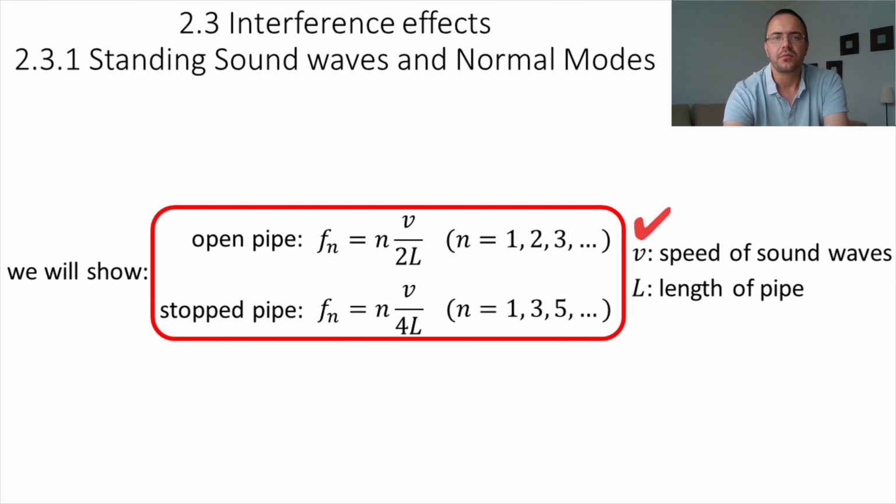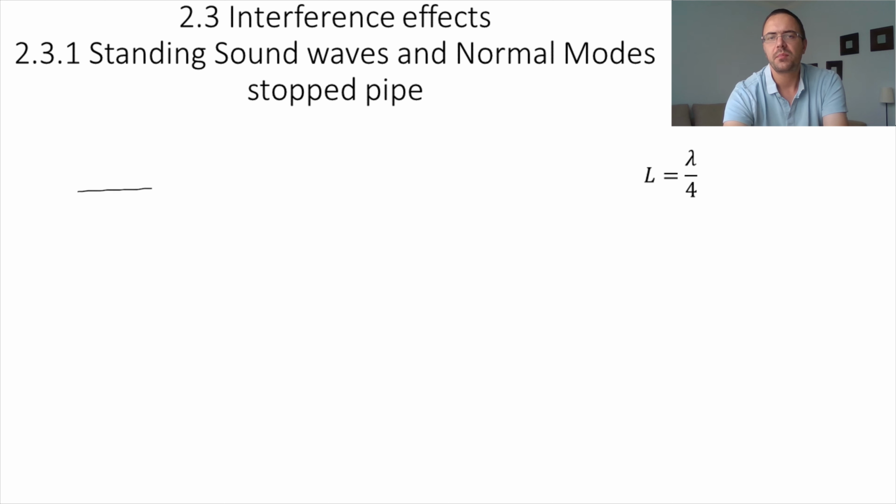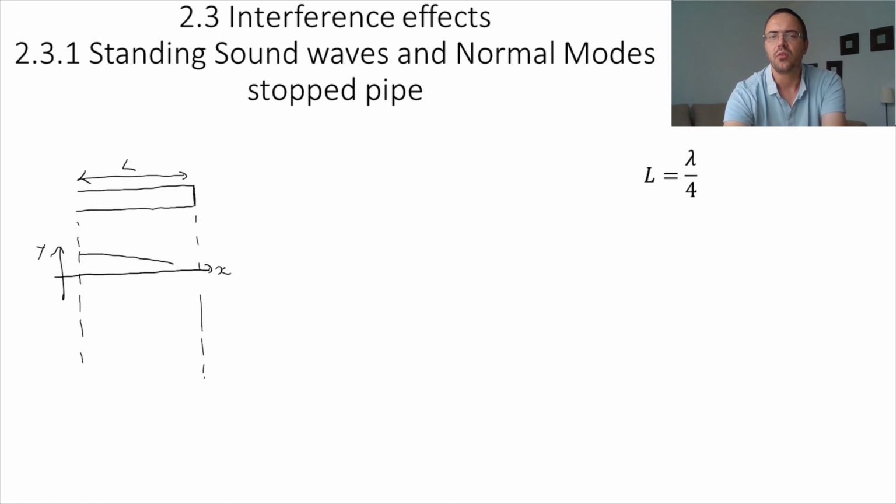All right, so that is giving us the formula for an open pipe. Now let's look at the stopped pipe. For a stopped pipe, for example, a clarinet or even the auditory canal or the vocal tract, we will have one side open, so there will be a displacement antinode or a pressure node, and one side stopped, which will be a displacement node or a pressure antinode.